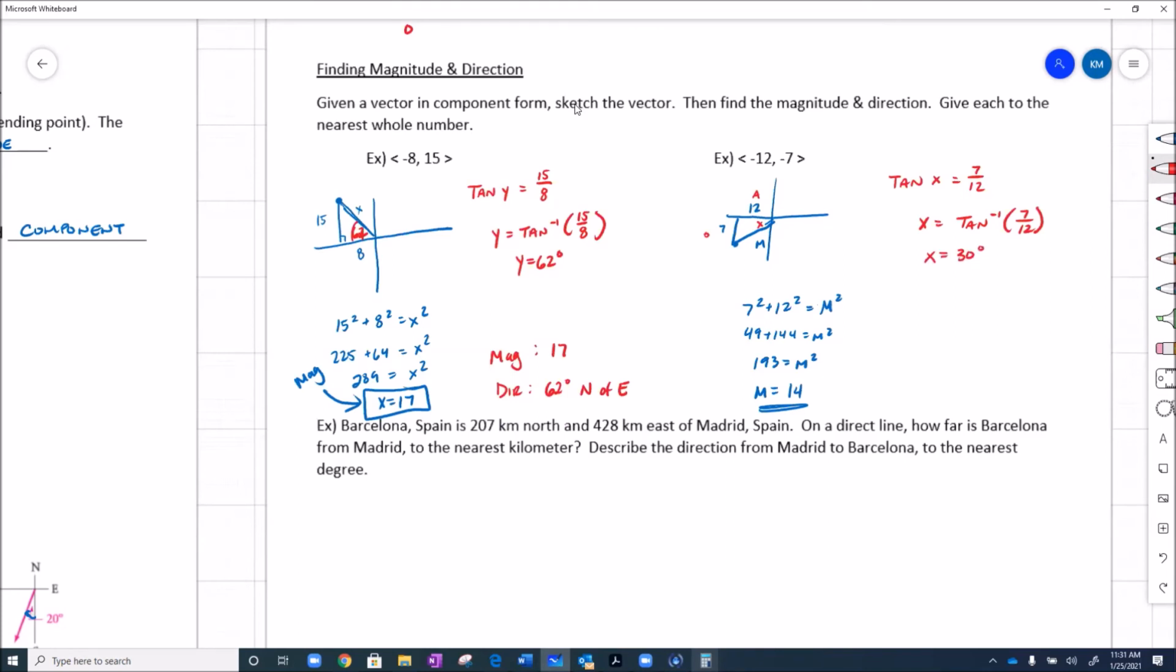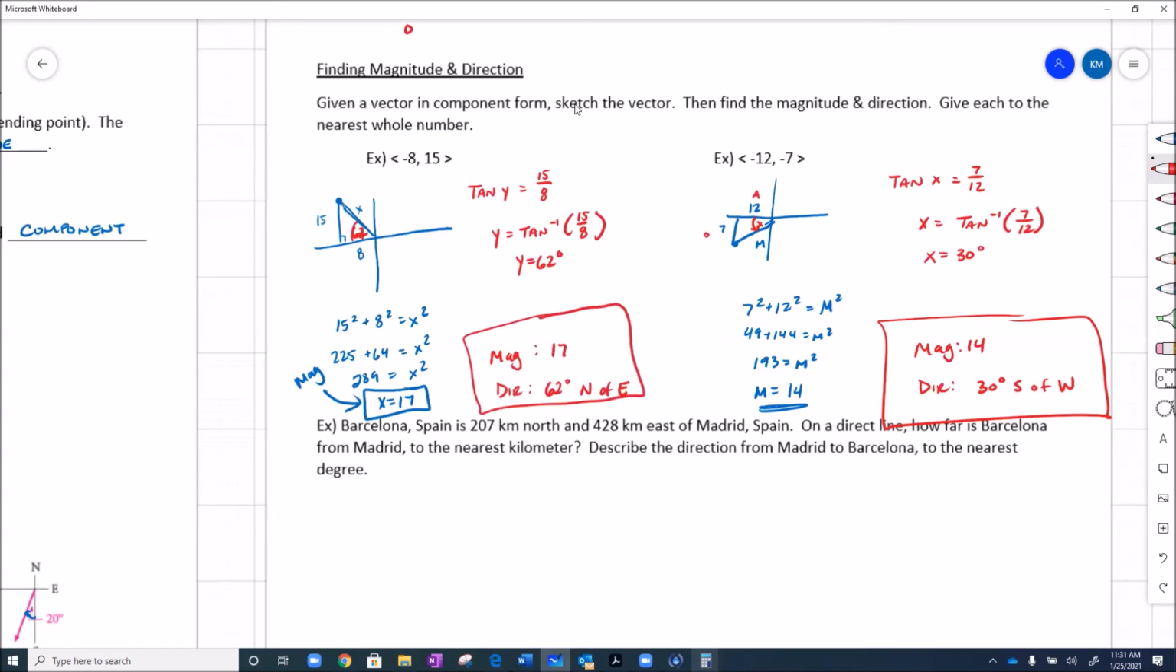Okay, and you'll notice it's going here. So south west. Okay, so magnitude of 14, direction 30 degrees south of west. All right, so here are the answers for those.